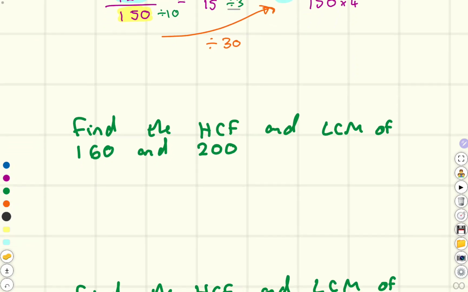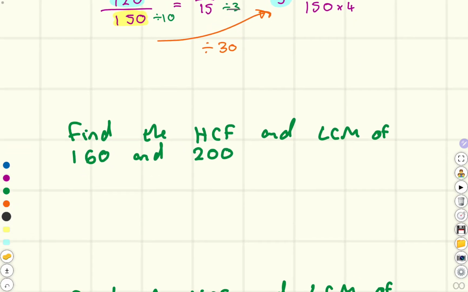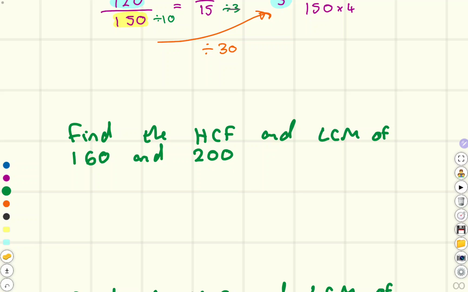Let's move on to the second example then. We're going to do exactly the same thing. We're going to form a fraction. So my fraction is going to be 160 over 200. We can see that both of these are in the 10 times table. So we divide by 10. And that leaves us with 16 over 20. Now I might spot that these are in the 4 times table. So if I divide by 4, I will now get 4 over 5.